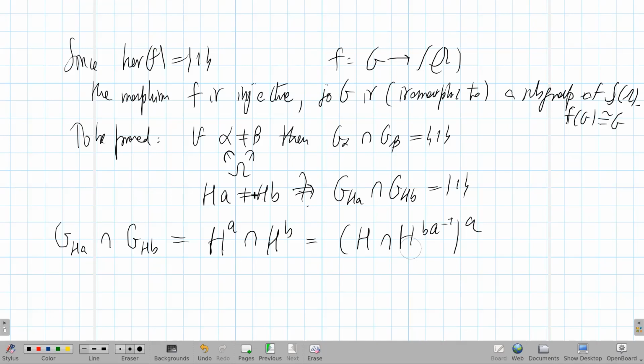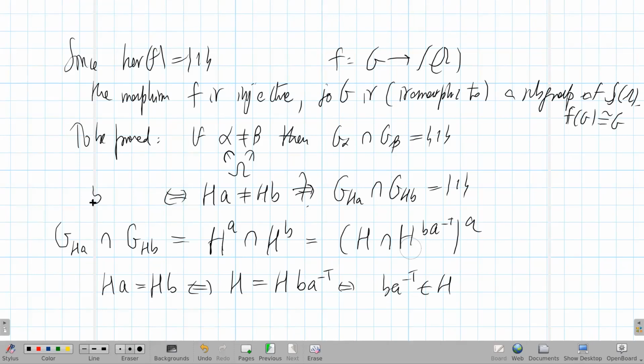But the point is, remember that HA equals HB if and only if, this is the relation that builds the cosets, if and only if BA inverse is in H, okay? So two cosets are equal if and only if this product is in H. Now, these cosets are different, so this is equivalent to saying that BA inverse is not in H, okay?